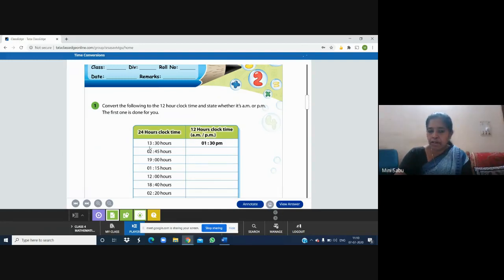So here if the hour part is 12 or more than 12, you have to subtract 12. Okay. 13 minus 12 is 1. 1:30. And if you have subtracted, that means it is PM. You have to write PM. Okay. If you do subtraction, you have to write PM. If you do not do subtraction, then I will tell you.